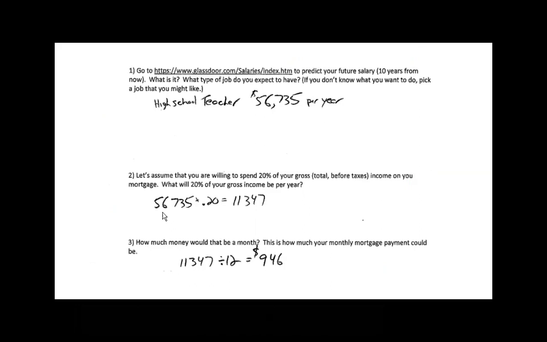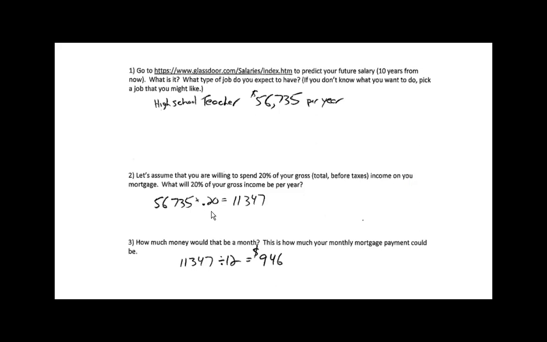Now, you can't spend all of that on your house. If so, you wouldn't have any money for anything else. So what we're suggesting is you take 20% of that money and you say, all right, that's how much money I would have to pay for my house. So for me, $11,347 a year. Now, of course, that is 20% of your gross income, and anyone will tell you that you don't actually have $56,000 if you make $56,000 because you got to pay taxes, right?